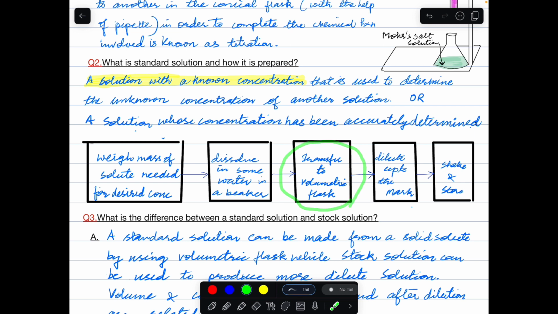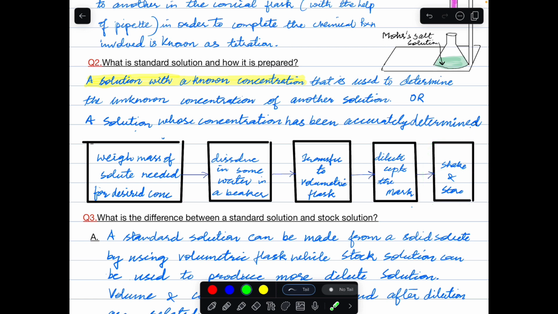Now we have different volumetric flasks. These are standard flasks which have some fixed volume, and they also have a final marking for that total volume. So depending upon which flask you are using, you will be preparing a solution of the given volume. After this we bring the liquid to the mark given on the volumetric flask. To do so we have to add water or a solvent. After this we shake and then we store. So this is how we have prepared a standard solution in the lab.